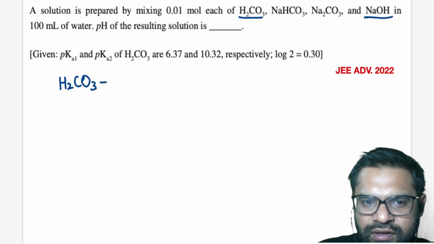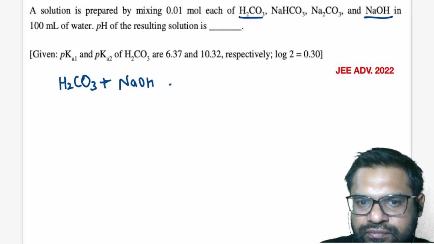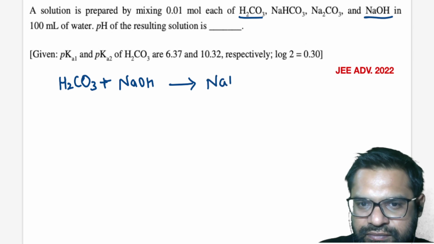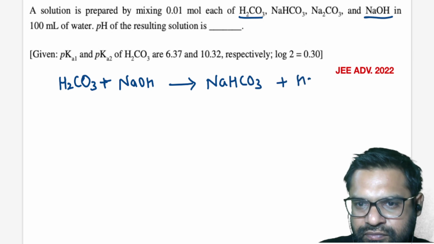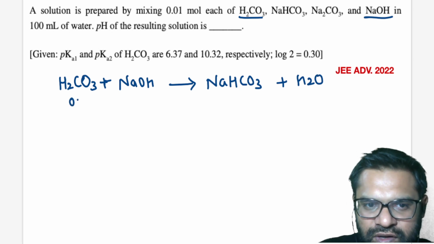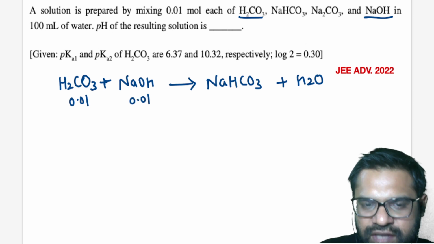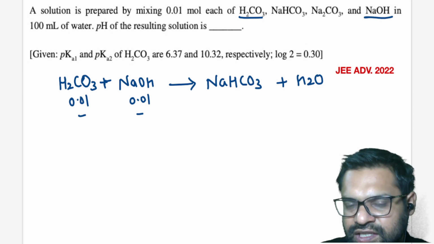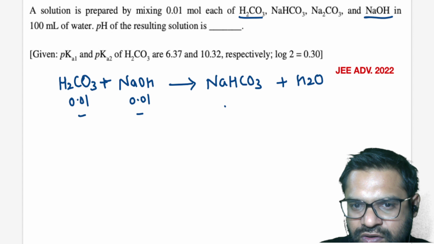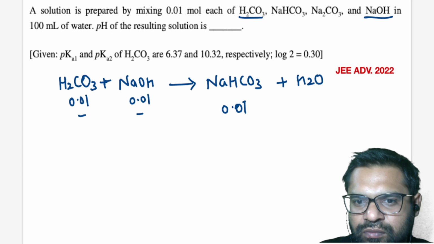will react with NaOH. In the first go, it will take off one H plus ion and form NaHCO3 along with water. So how many moles of NaHCO3 will get formed? If it is 0.01 and the other is also 0.01, after the reaction both will become 0 because they completely react with each other, there is no limiting reagent here, and NaHCO3 formed will be 0.01 moles.